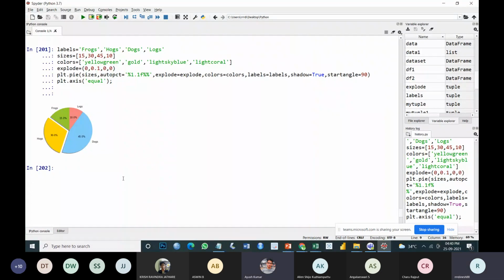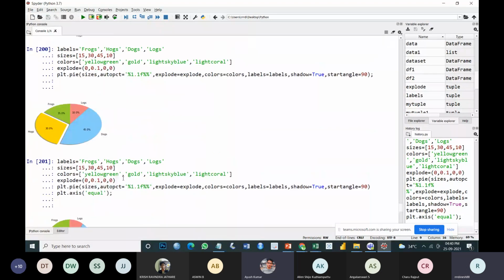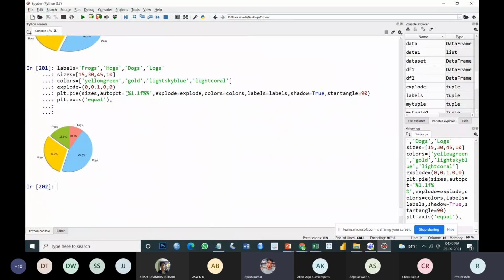And the same value will be written in every program: 1.1f percent, same format. So pie is a function name. Sir, within the plt.pie function, does the order matter? Like, can shadow equal to true come first? No, no. We can shuffle that, not an issue. Okay, sir.